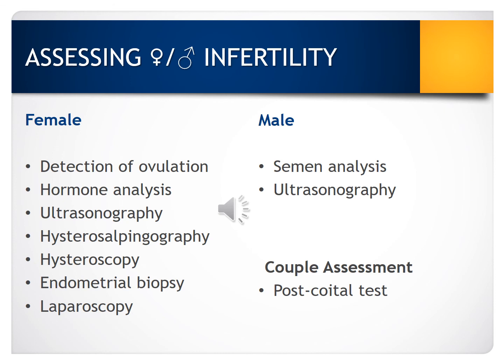A couple can do a post-coital test, meaning that the couple would have intercourse, unprotected intercourse with no lubricants, and then the woman would come into the office and a sample of her cervical mucus would be examined to see how well the sperm interacted with the cervical mucus. Was that a hostile environment? Was the cervical mucus too thick and that it was preventing the sperm from being more mobile, sorry.